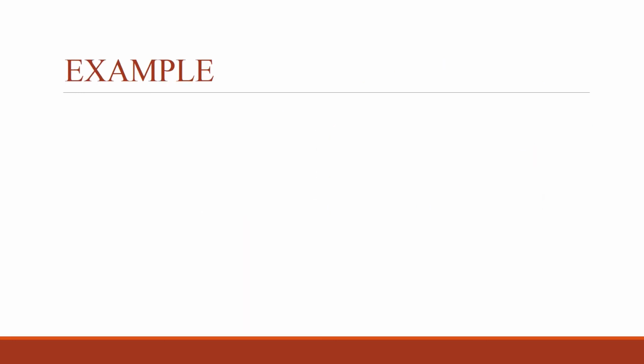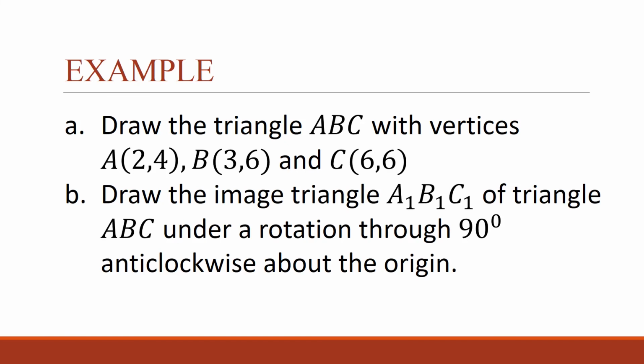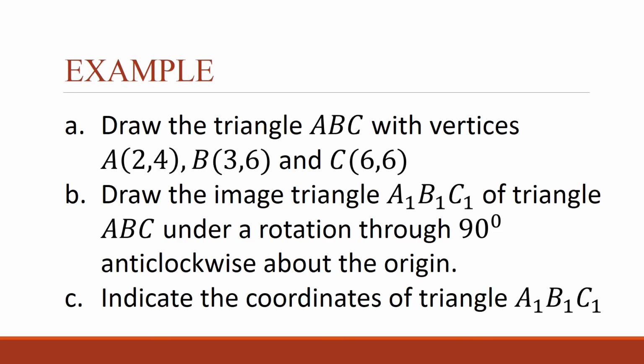Now let's look at an example. In this example, you are to draw the triangle ABC with vertices A (2, 4), B (3, 6), and C (6, 6). Also, you are to draw the image triangle A1, B1, C1 of triangle ABC under a rotation through 90 degrees anticlockwise about the origin. Then lastly, you are to indicate the coordinates of the triangle A1, B1, C1.